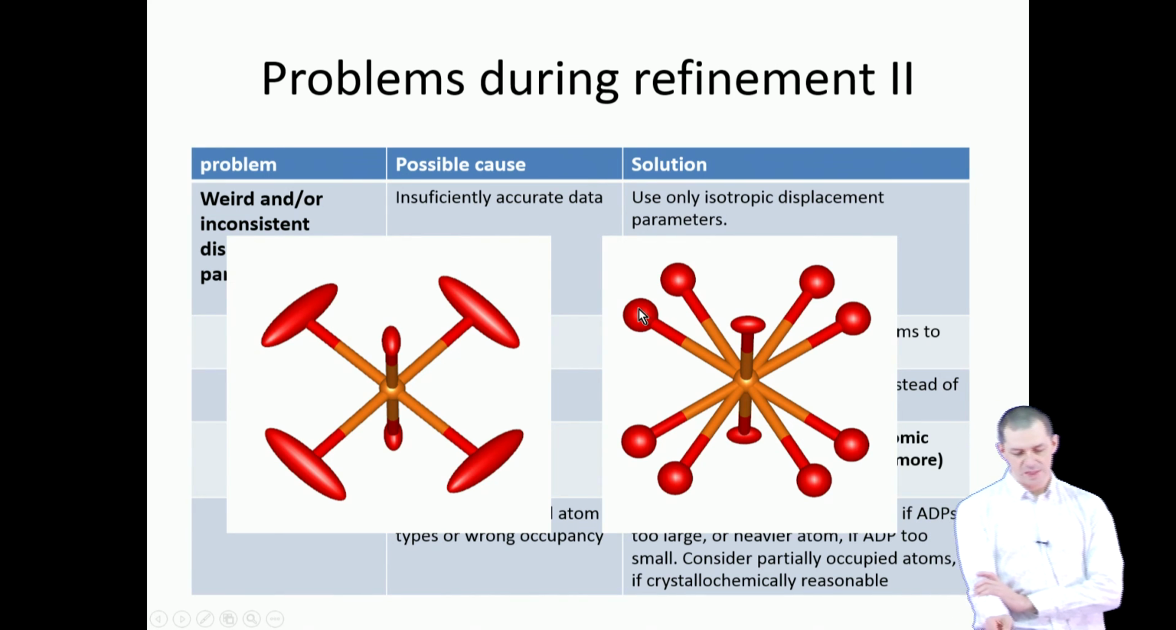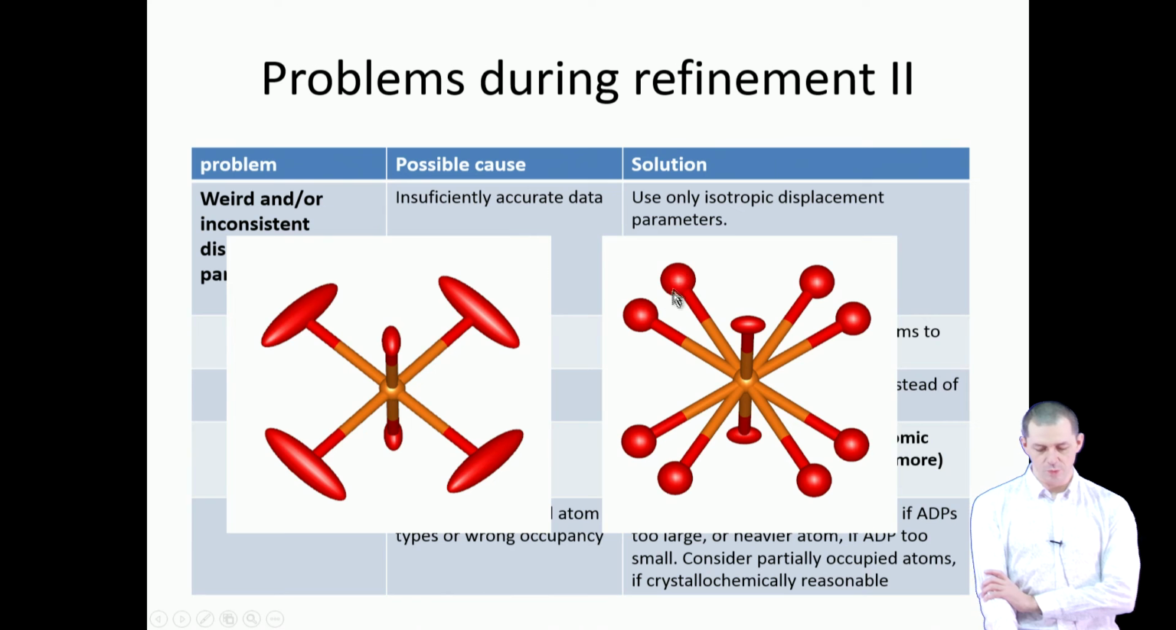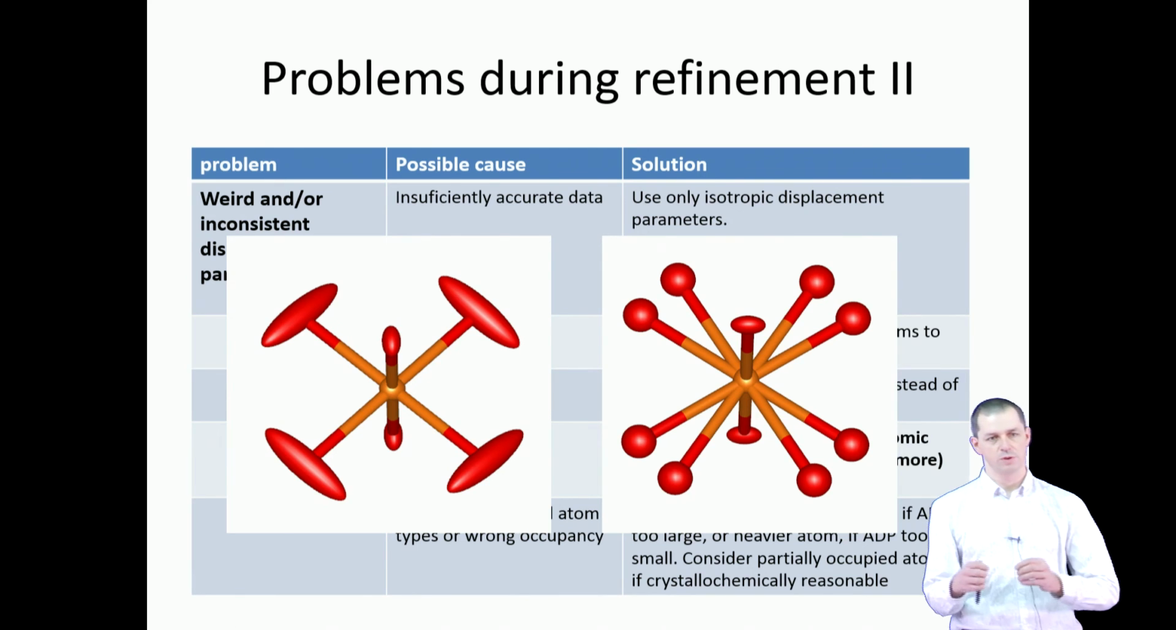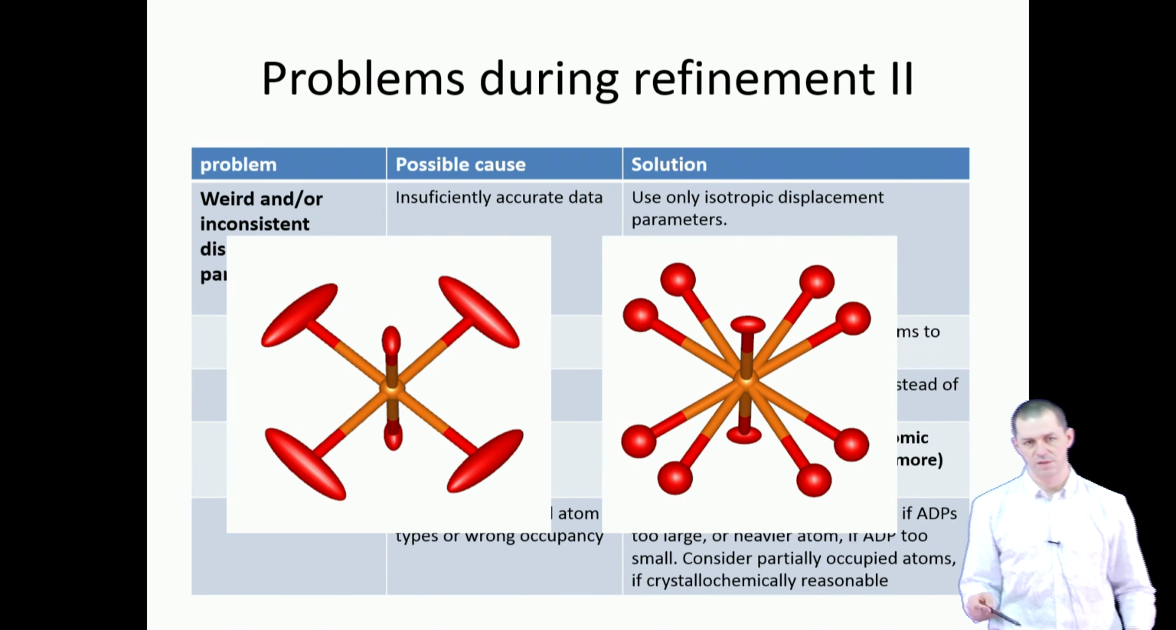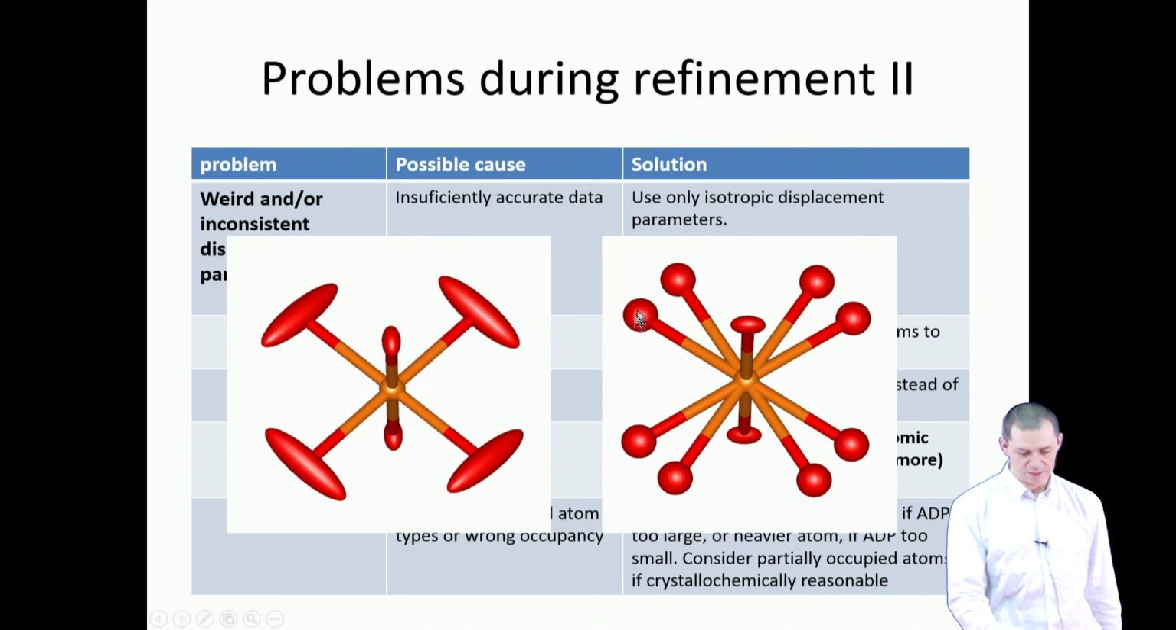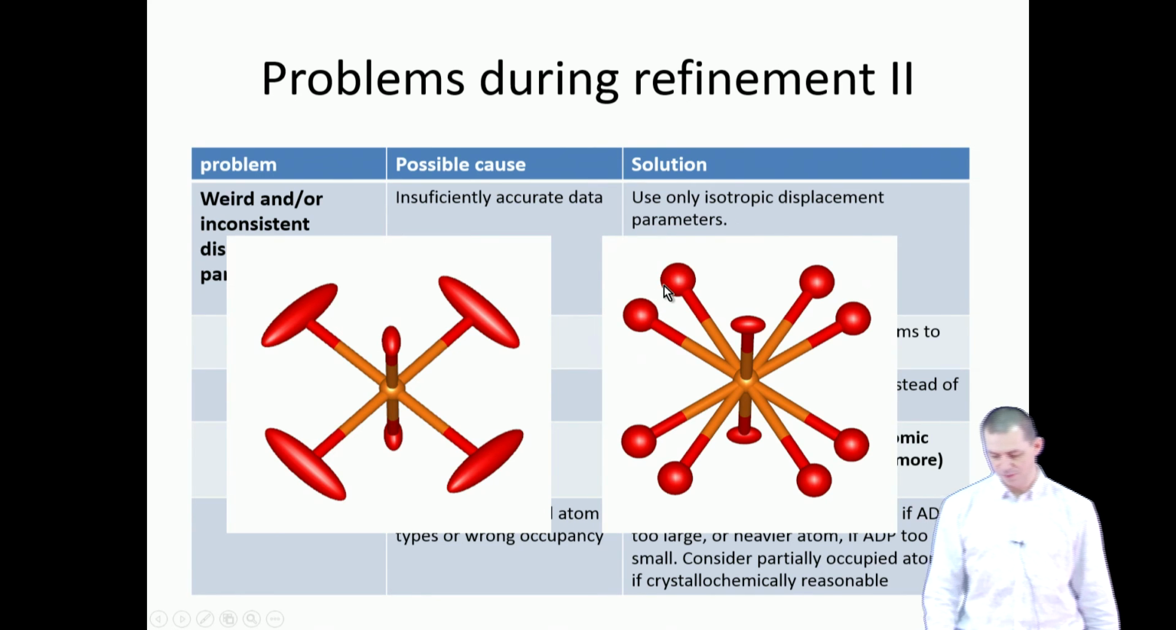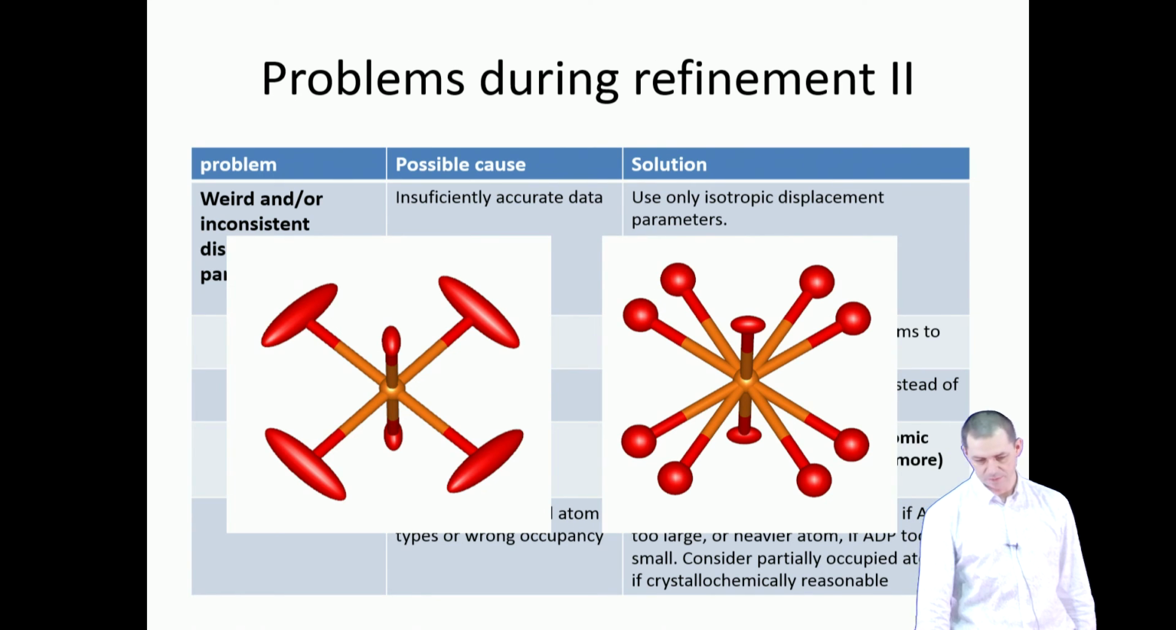In this case, it is usually not possible to refine anisotropic displacement parameters of both of these atoms. They are too close to each other, and their ADP parameters would correlate, so it is advisable to keep these atoms with isotropic displacement parameters.